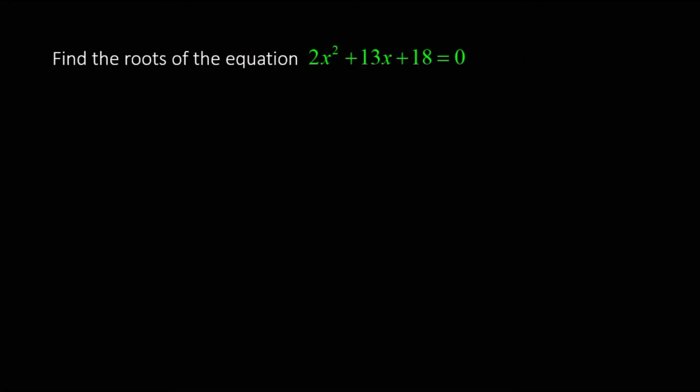So the first question here is: find the roots of the equation 2x square plus 13x plus 18 is equal to 0. This is a very basic question of quadratic equation, and here we have to find the roots. So we have the quadratic equation 2x square plus 13x plus 18 equal to 0. Here a is equal to 2, so a does not equal 0, so this is a quadratic equation. Here b is equal to 13 and c is equal to 18.